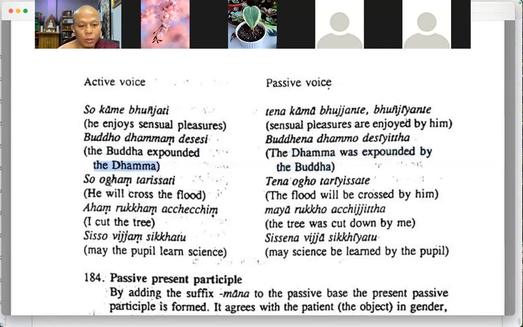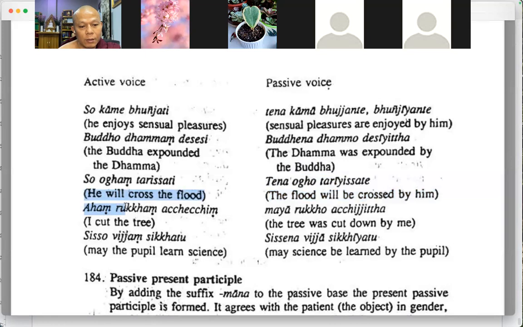Okay, and then organ, that is sati, future tense: he will cross the flood. And also Dina Ogo, that is sati: the flood will be crossed by him. So with the future tense, and also the past tense, in every mood, every tense, it can be applied.